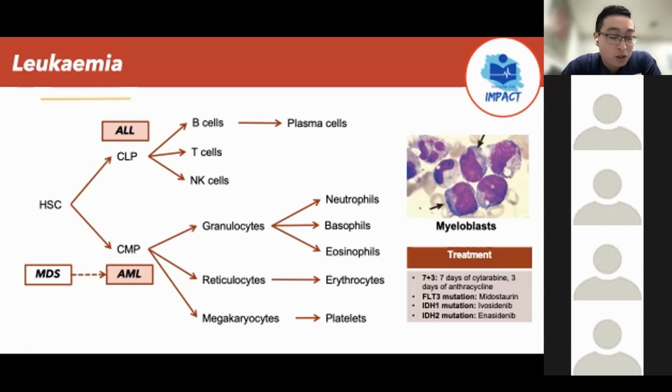Do you guys know how to treat it? So the principles are, PML-RARA causes differentiation arrest. So the granulocytes stop differentiating, and they're stagnant at the precursor state, and then they start dividing out of control.